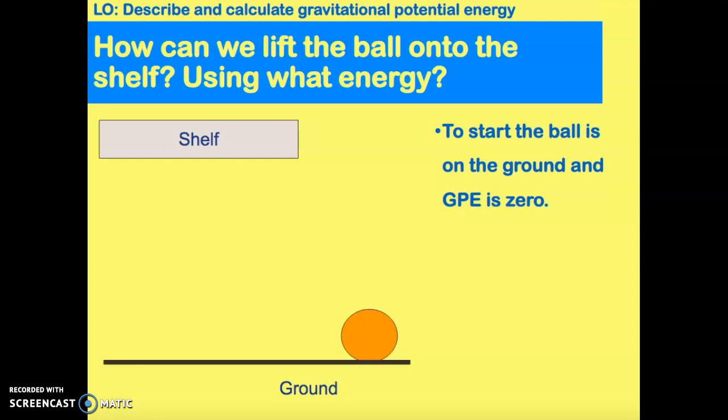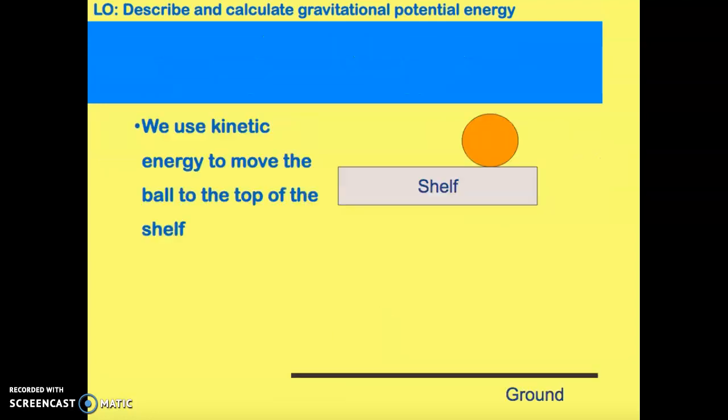This is just the example we're going to talk through to understand gravitational potential energy. If you imagine you've got a shelf and a football or a basketball, and you want to put that ball up on your shelf. To start with, your ball is just sitting on the ground. It has no gravitational potential energy, it's got nowhere to go, it's just sitting there. It's as close to the ground as it can be. As you lift that ball, you're going to be using kinetic energy. You're going to be moving that ball upwards to get it onto the shelf. So we, the people lifting the ball, will be using kinetic energy to move it.